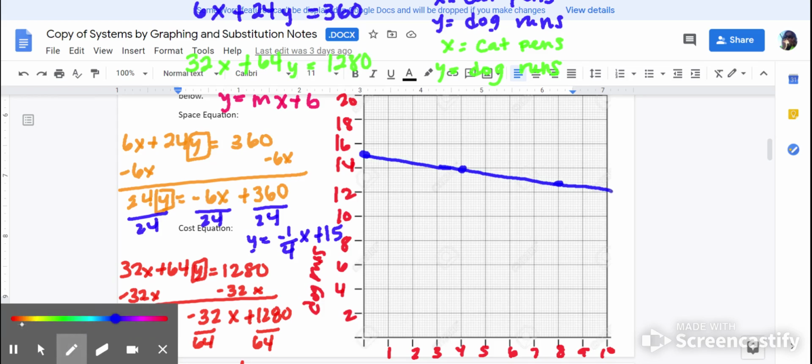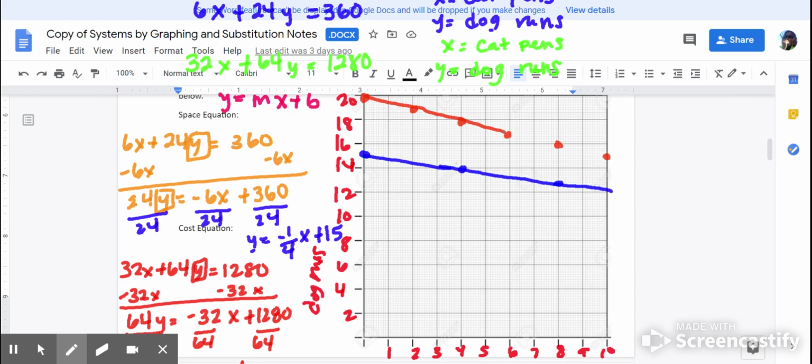And then I'll come back and graph as well my cost function, which was negative 1/2 x plus 20. 20's here. Then I'll go down 1 to the right 2, and repeat that. And if you see here, these lines do not cross, then that is okay. So this is the first step in how to graph equations to solve.